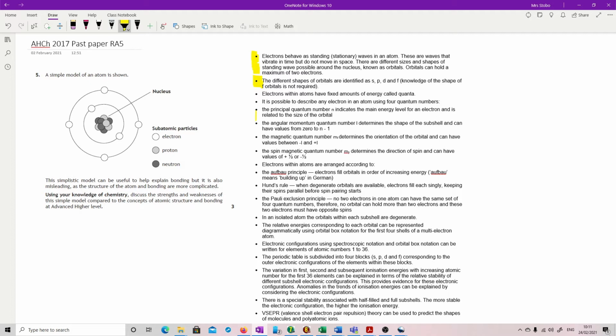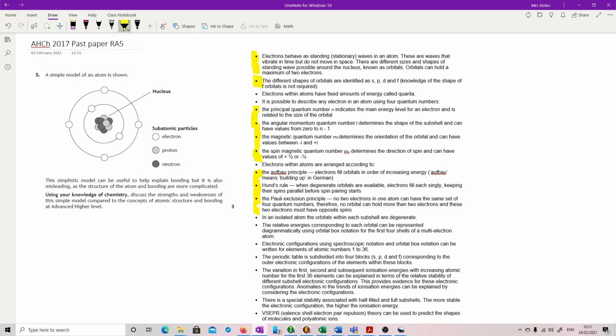And I don't know that we need to go into talking about the electrons having fixed amount of energy, but you probably do want to talk about your Pauli exclusion, talking about the quantum numbers all the way down, okay, and then the arrangement. So you've got RA5 and Pauli as ways that actually this model doesn't show, doesn't explain anything to do with that.